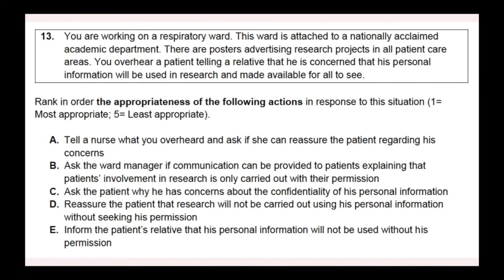Pause and do the ranking. So the answer is C, D, B, A, E. Why is that? So C is, ask the patient why he has concerns about the confidentiality of his personal information. Perfect. You're going to the patient yourself, you're asking them directly, although they were telling a relative about this problem, but you want to talk to the patient and solve the misunderstanding directly.